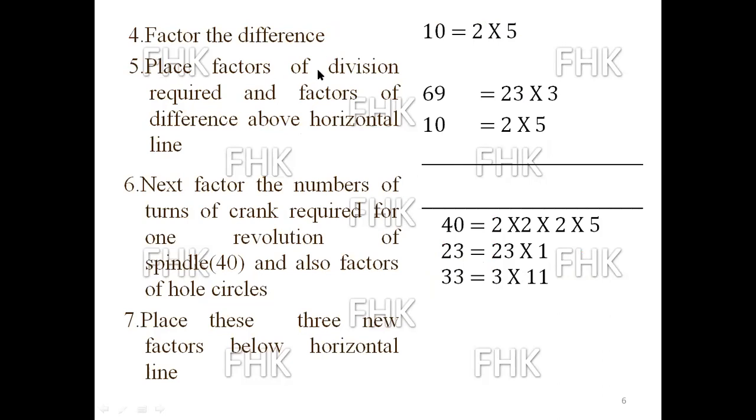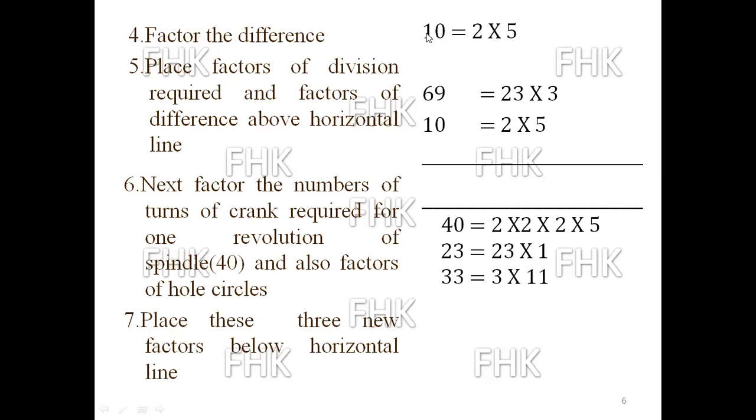Now the next step: place the factor of division required and the factor of difference above the horizontal line. Make the horizontal line, and above the horizontal line write the numbers. The first number is whatever is given in the question, that means the number of teeth. Okay, and write down the factors of it, 23 and 3.